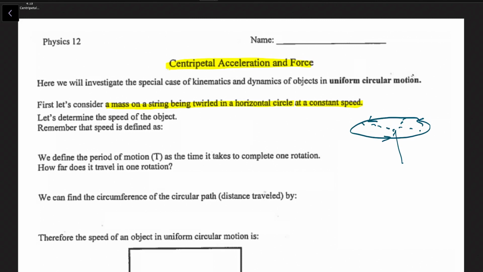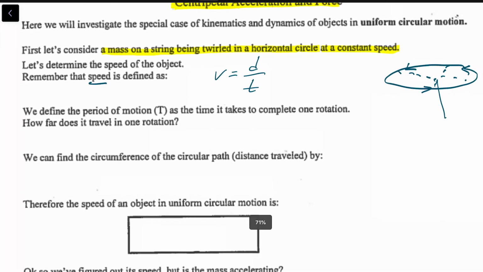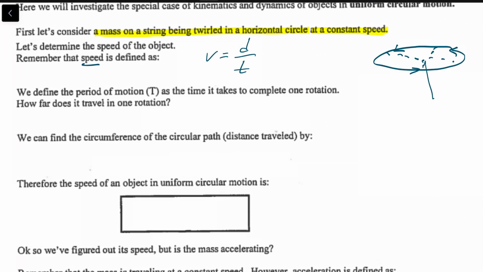First off, we can remember that speed is defined as distance over time. If we were looking for velocity, it would be displacement over time, but here we're just looking for speed, so we're using distance over time. Let's see if we can figure out these variables. For distance, we can define the period of the motion.